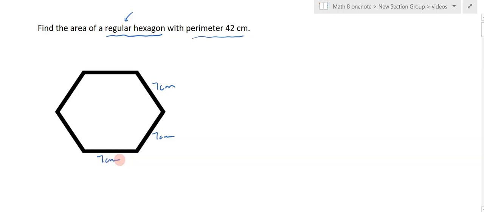Now, how can we find the area of this? Well, to find the area of this, we can break it into shapes we know. We can break it into triangles. By breaking it into triangles, we can see there are 6 identical triangles. But to find the area of one triangle, we would need to know the height of that triangle. So I'm not sure how to calculate the height of that triangle, only knowing the base is 7.